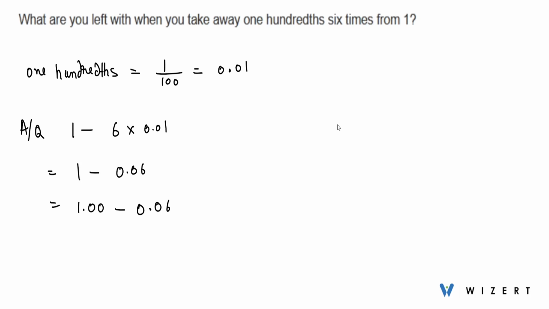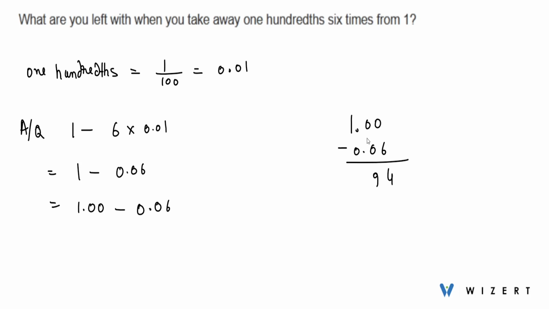So let's calculate it over here. 1.00 minus 0.06. Now since 0 is less than 6, convert 0 to 10. So 10 minus 6 will be equal to 4. We have 1 as a carry, add that to 0, so we will have 1. Again 0 is less than 1, so convert 0 to 10. So 10 minus 1 will be equal to 9.